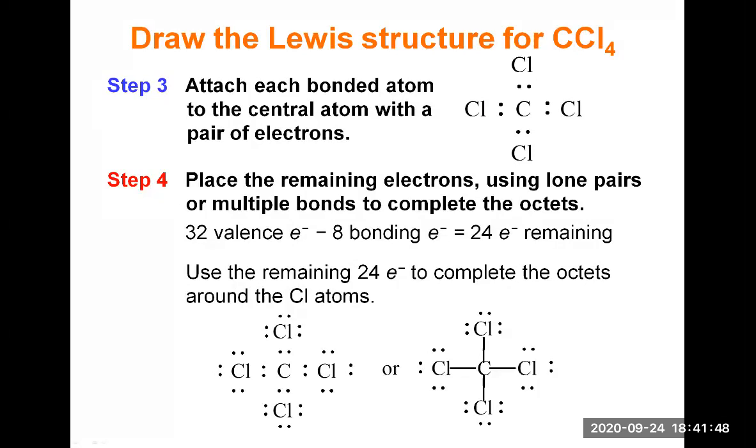So now let's verify that we have 32 valence electrons total. So you count 4 single bonds times 2 electrons each. It's 8 electrons. 8 plus 6 electrons on each chlorine. So 8 plus 6 is 14, plus 6 is 20, plus 6, 26, plus 6 is 32. So we do have our 32 valence electrons in total. So that's the correct structure for CCl4.